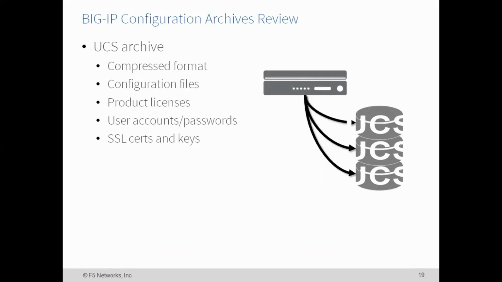It also contains your license, and it contains all the user accounts and passwords that you have created, and this last one is optional, SSL certs and keys, because it is sensitive information, whether you want to include it while taking the backup or not. Yeah, but we do it. So SSL certificates and keys, these are all the things that are included in the UCS archive.